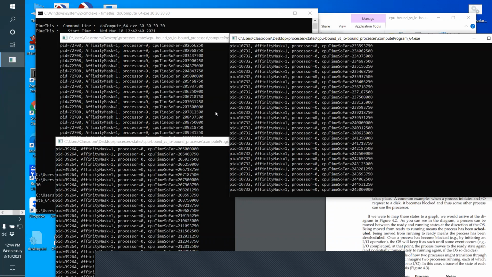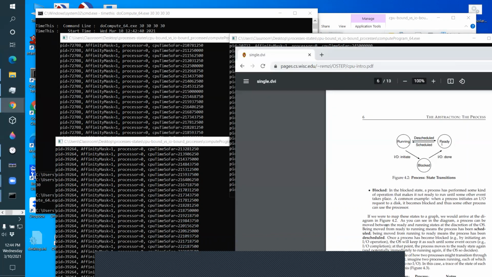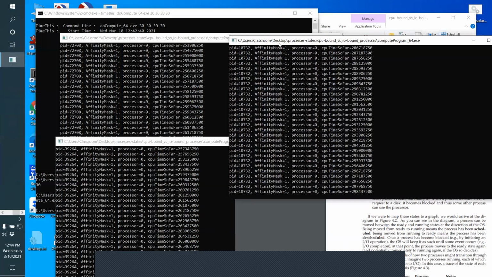In other words, the operating system didn't just say, we'll run one of them till it's done, then run the other one till it's done, then the other. You could have. When we talk about the theory of scheduling, we'll see that has a name. So right now, the scheduler is basically giving them equal chance at the CPU.